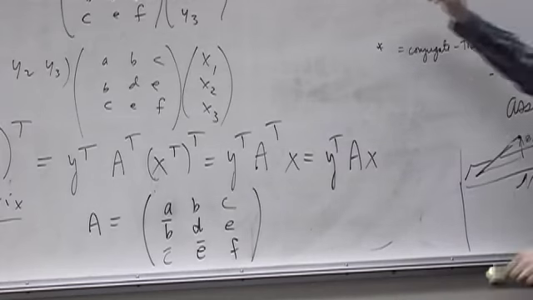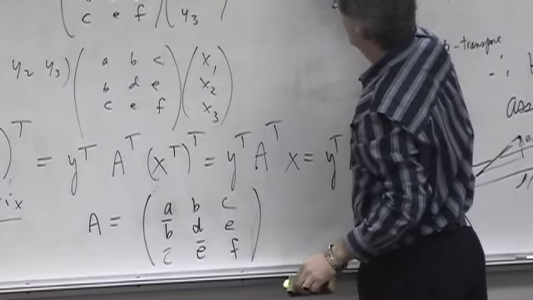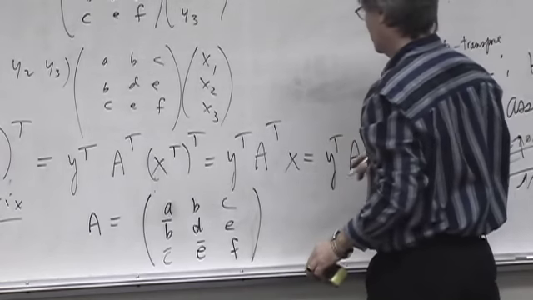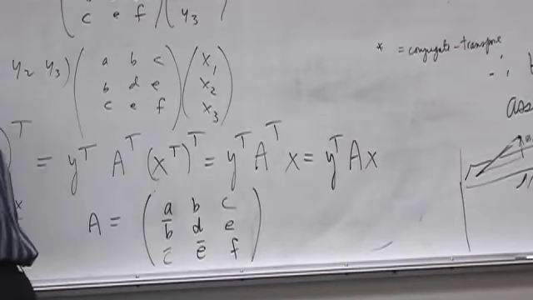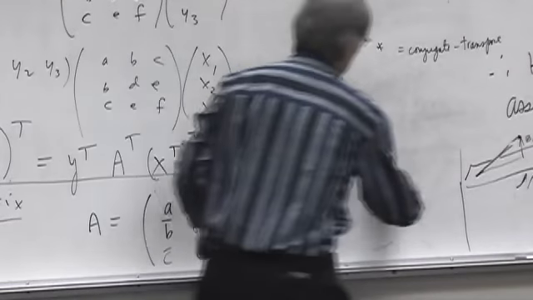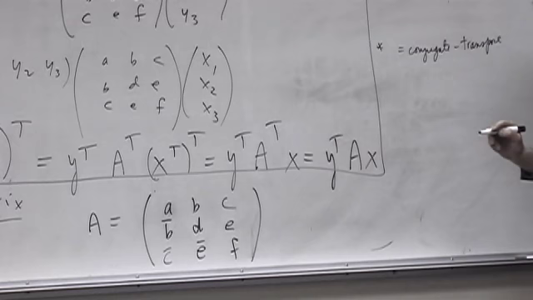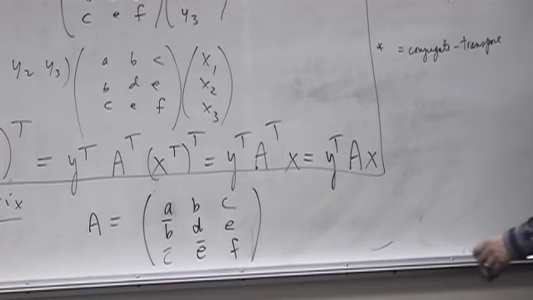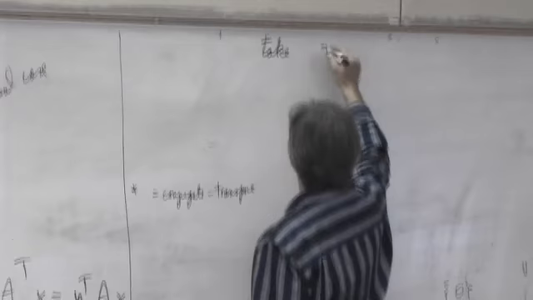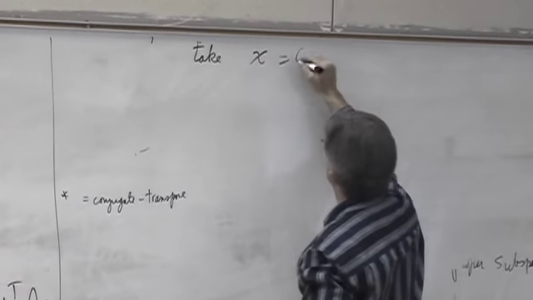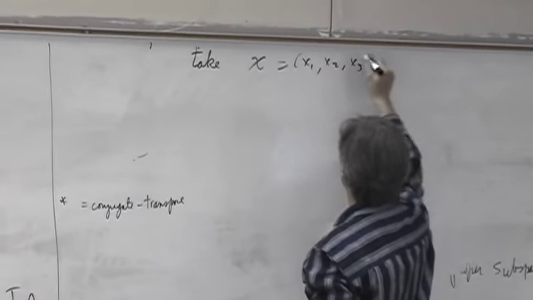This is the real case. All right, but now I'm going to do a complex case. So what do you have now? You also have the rule that the conjugate transpose of a product is the product of conjugate transposes in reverse order. So now if I take x, well, let's just take x again. X equals x1, x2, x3, but now x1, x2, x3 are complex numbers.